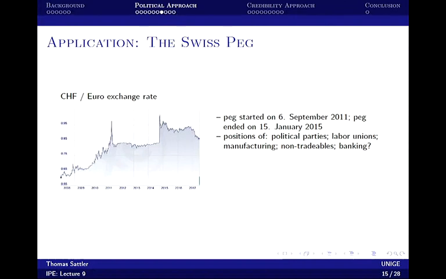Now, this caused a lot of political outrage. So do you remember what the positions of the different interest groups and political parties were? Who wanted what?